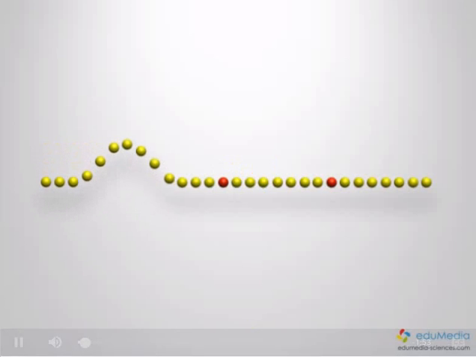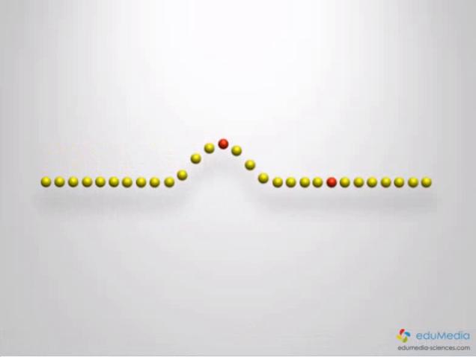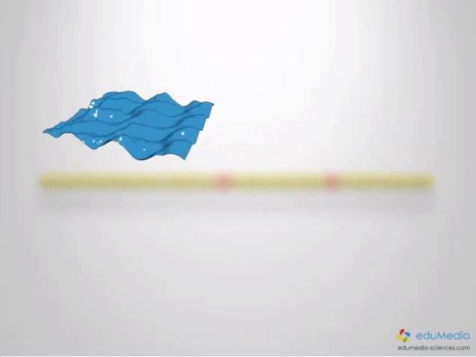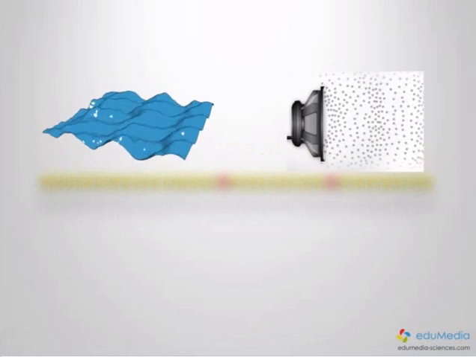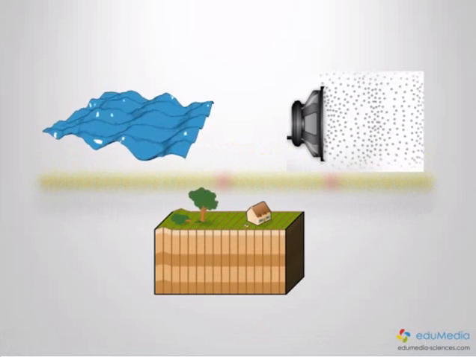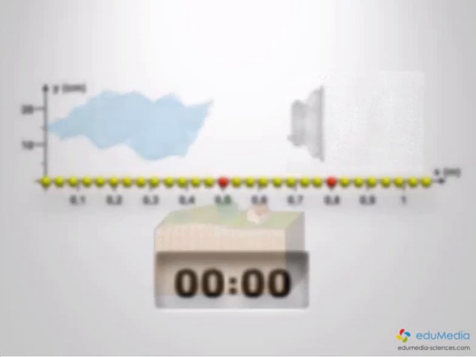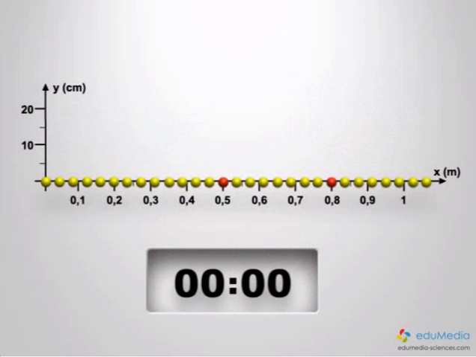A progressive mechanical wave is a perturbation that propagates from one point to the next without any transport of matter, but with transport of energy. Waves on the surface of water, a sound wave or a seismic wave, are examples of progressive waves in 2 or 3 dimensions. This simulation illustrates the particular case of a one-dimensional progressive wave.